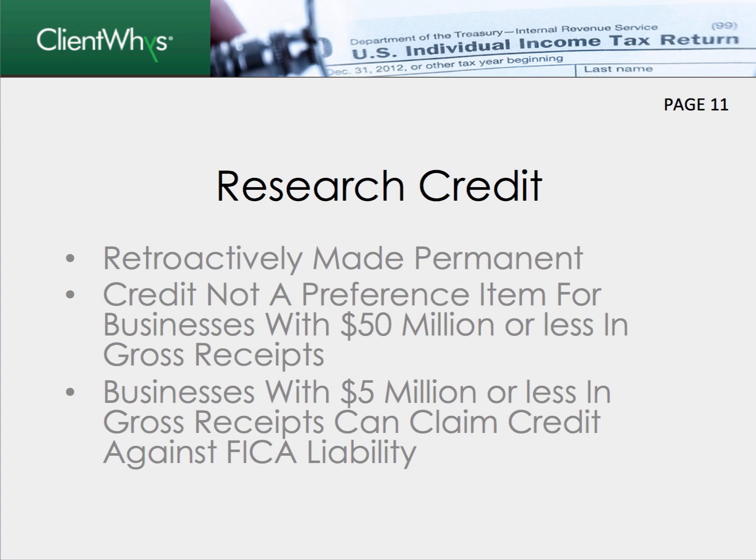So for years after December 31st, 2015, small businesses, those with $50 million or less in gross receipts, can claim the credit against the AMT. And then also, for years after December 31st, 2015, small businesses, those with less than $5 million in gross receipts, can claim up to $250,000 per year of the credit against their employer FICA tax liability. That's a sweet little benefit there.